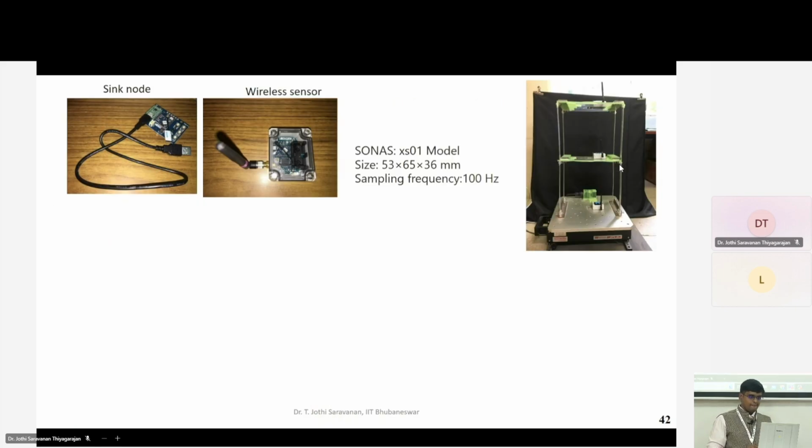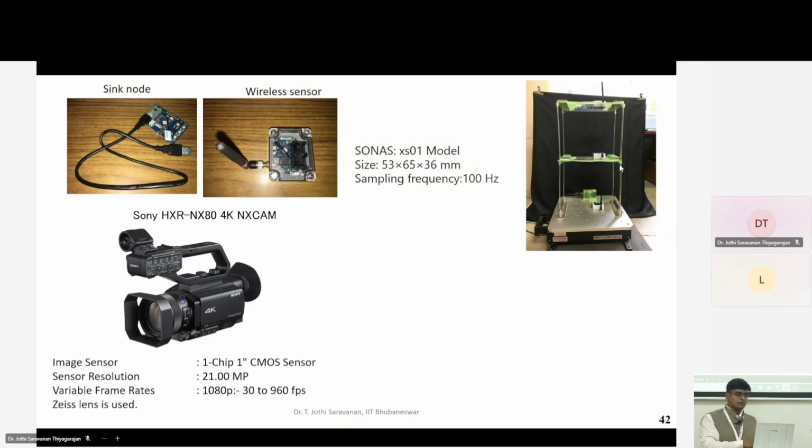For conducting this we have done some experiments. These are some of the types of sensors that I have used. The first one is a sync node, which I can connect by USB to my laptop. Then I have wireless sensors. That wireless sensor is nothing but a very simple accelerometer, which I'm going to mount on this 2D shear building, made of aluminum, which is kept over a uniaxial shake table that shakes in only one direction.